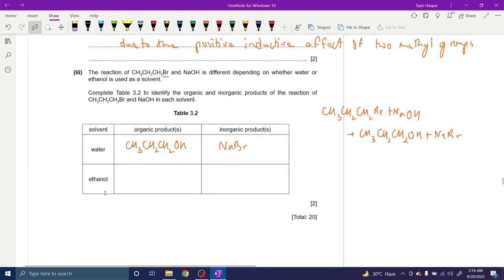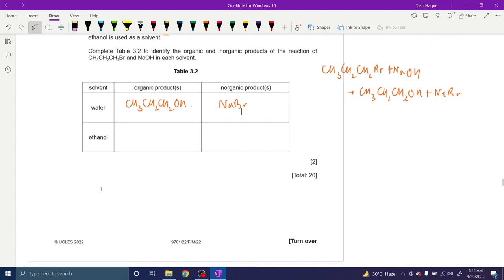What about the next one? In ethanol, an elimination reaction actually takes place, right? So CH3CH2CH2Br reacts with NaOH to form CH3CH=CH2. So what did we lose from the left hand side? We lost one hydrogen and one bromide. Okay, one hydrogen and one bromide.